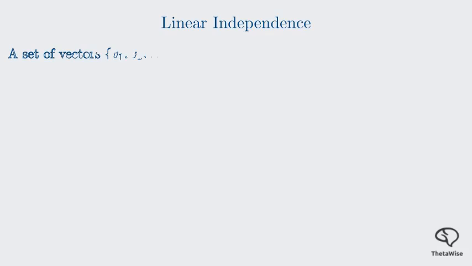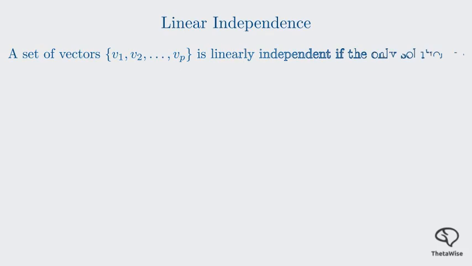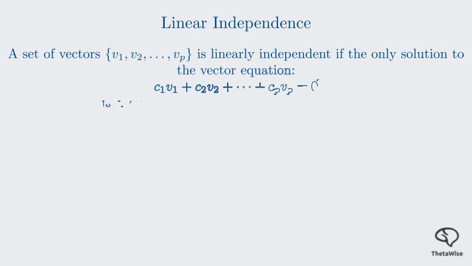Our final topic is linear independence. This is a crucial concept that helps us understand the structure of vector spaces. A set of vectors, v1 through vp, is said to be linearly independent if the only solution to the vector equation c1v1 plus c2v2 plus ... plus cpvp equals the 0 vector is the trivial solution, where all the scalar coefficients c are 0.